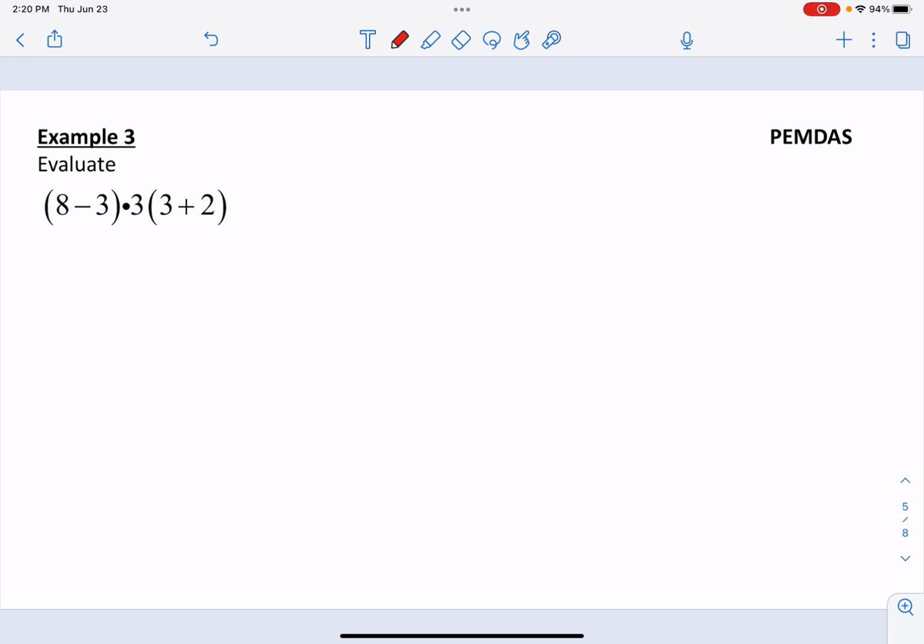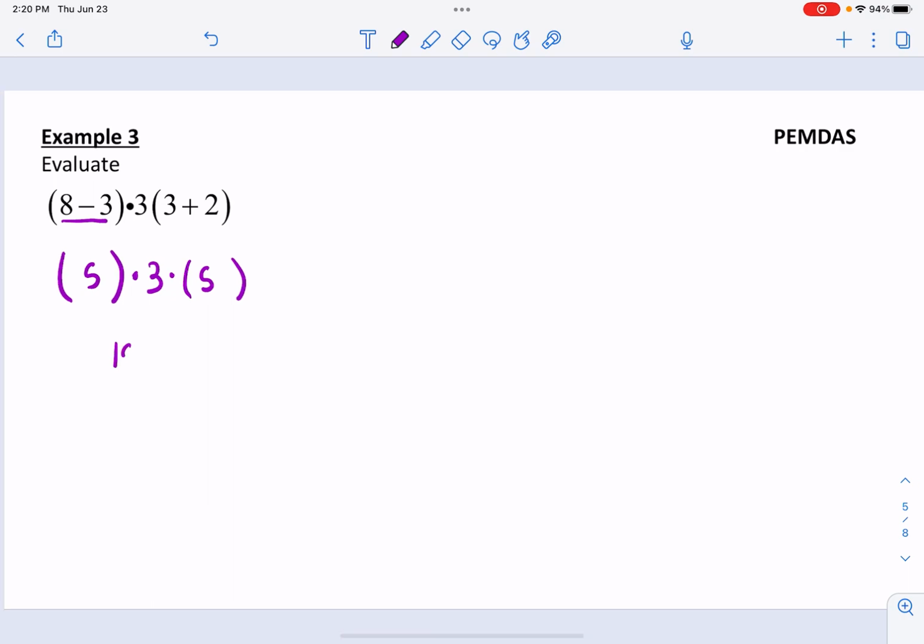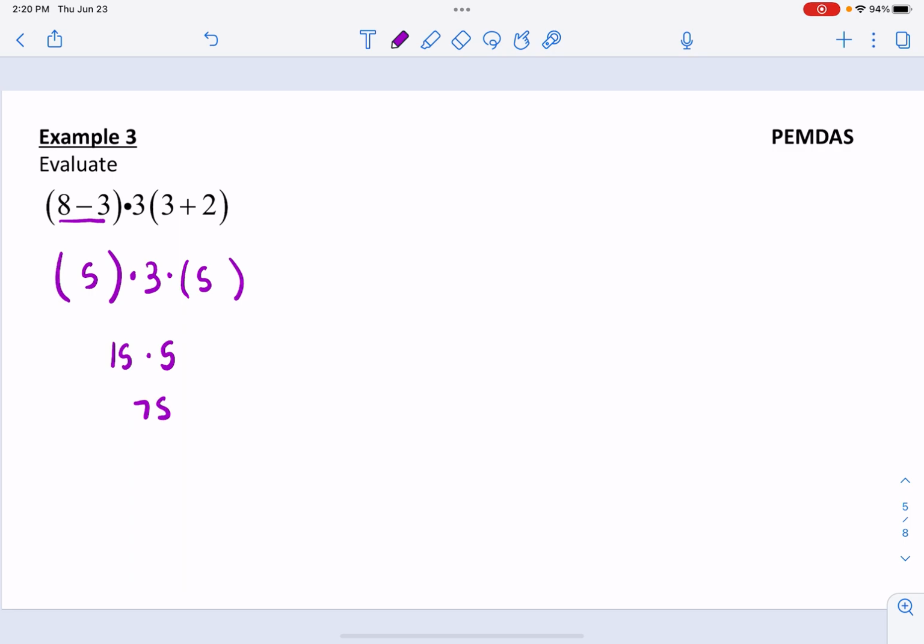Okay, now, parentheses. I have a couple things in parentheses. So I'm going to do those first, and I'm going to leave them in parentheses. It really just doesn't mean anything. So 8 minus 3 is 5 times 3, and technically there's another times sign in there. 3 plus 2 is 5. Now I go across and I just multiply. So I have 5 times 3, which is 15, times 5 is equal to 75.